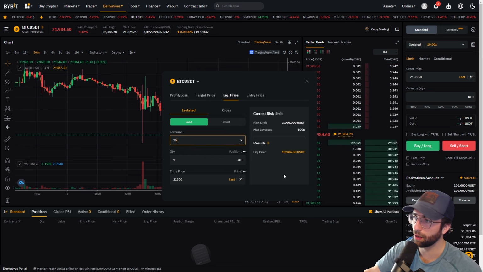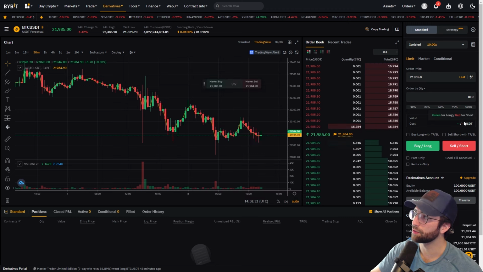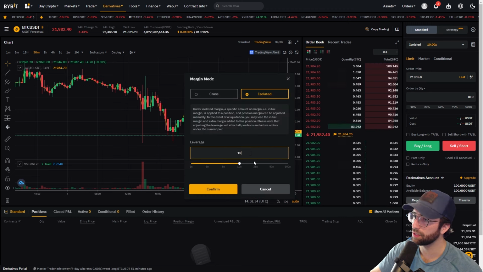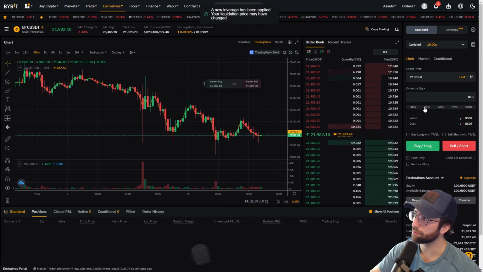So let's pull it back to about 15. Perfect, that is below our stop loss. All right, so now we know that we can use 15 times leverage, so I'll go ahead and put in 15 leverage. That's what I'll use.